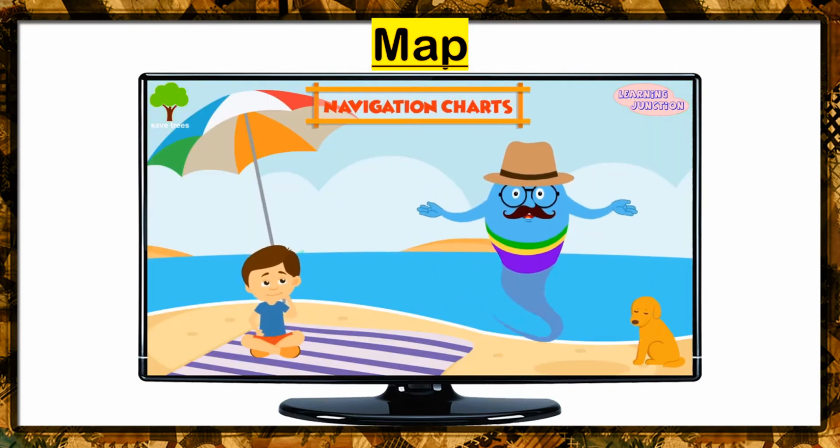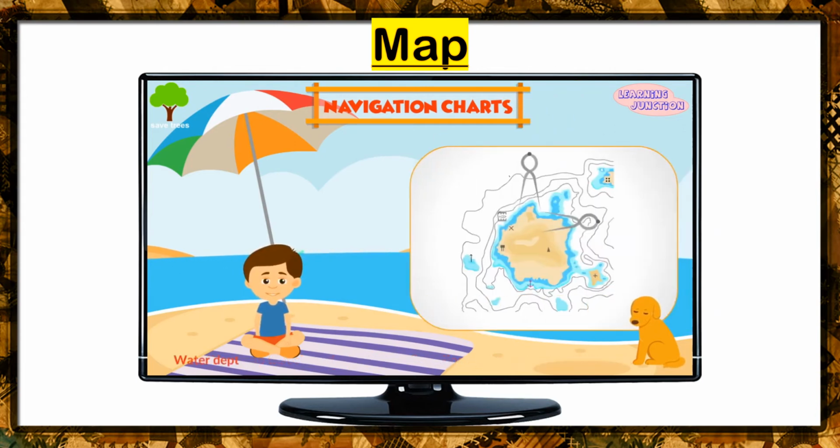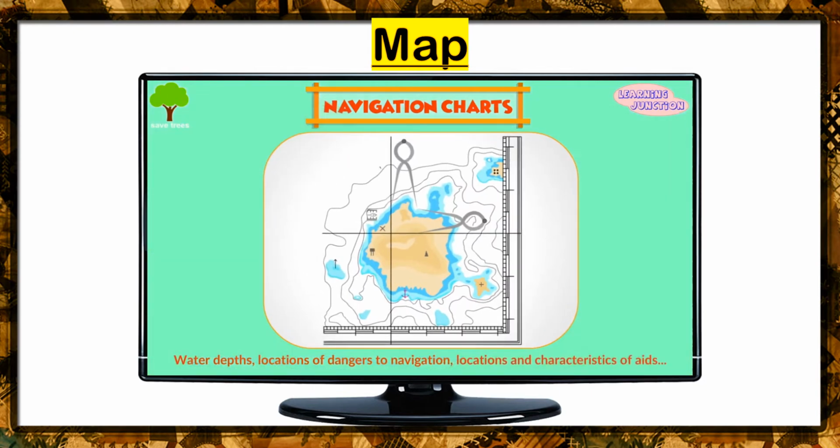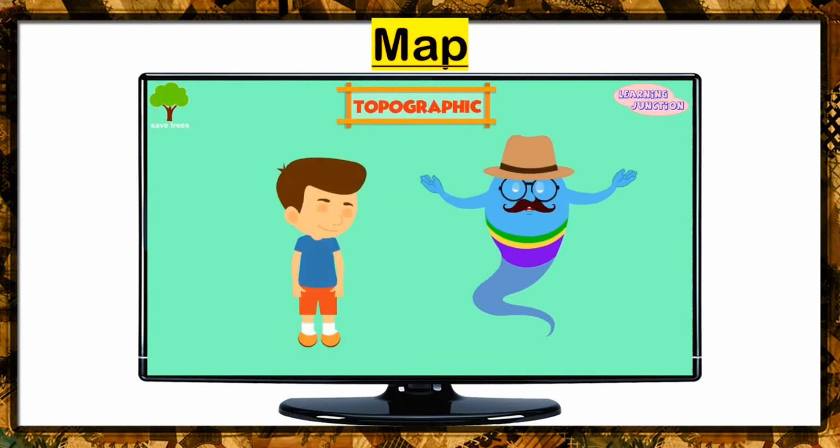Navigation charts or nautical charts. It is a map that characterizes the configuration of the shoreline and sea floor. It gives important information about water depths, locations of dangers to navigation, locations and characteristics of aids to navigation, and many other features.